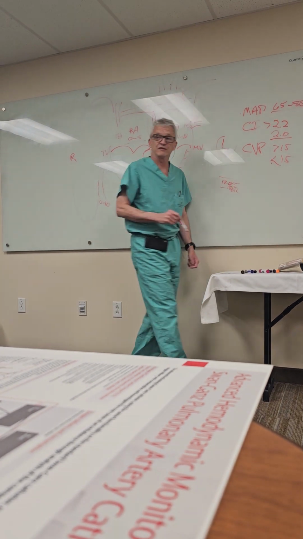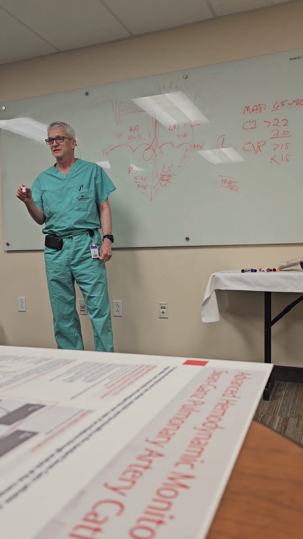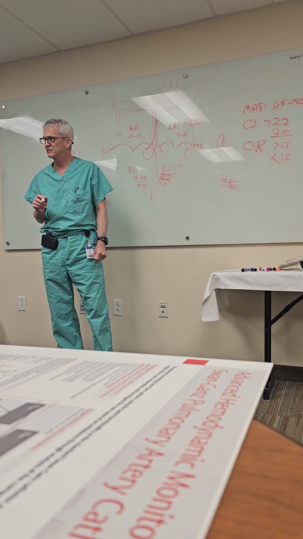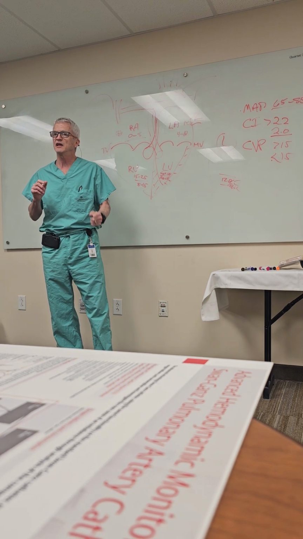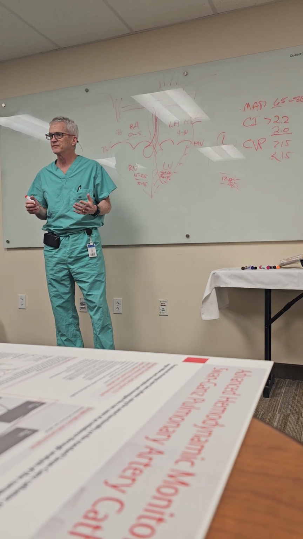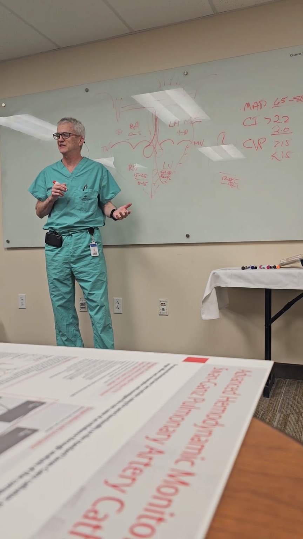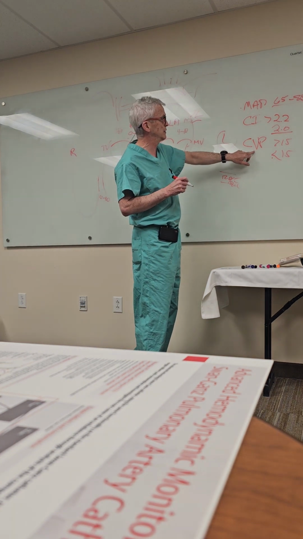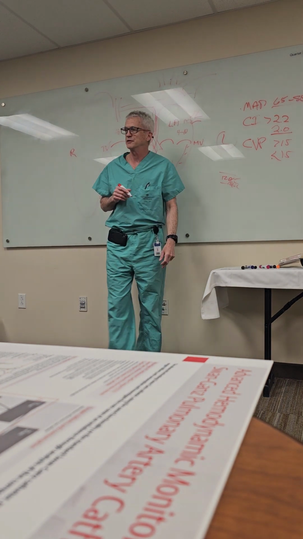If it's less than 15, then we give volume, okay? So it's pretty simple, and it's understandable, and it physiologically makes sense, okay? So if the patient's hypotensive and the CVP is less than 15, we give volume.